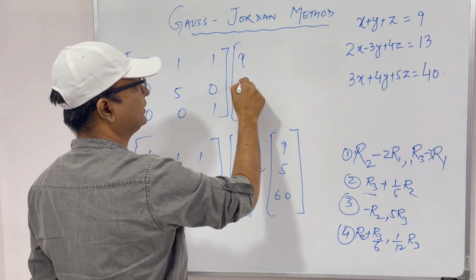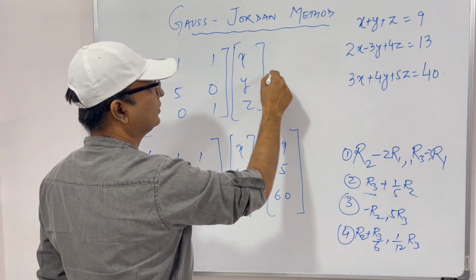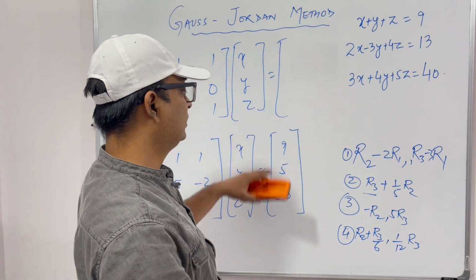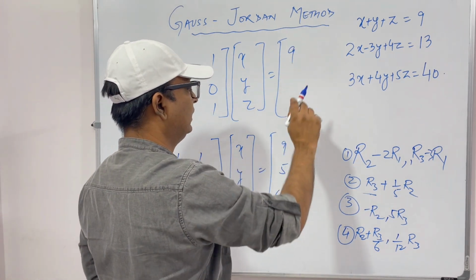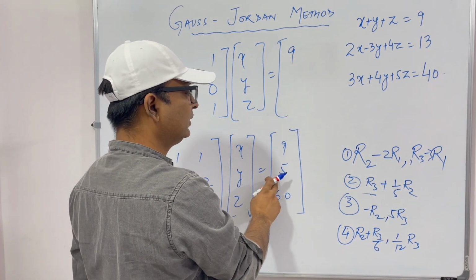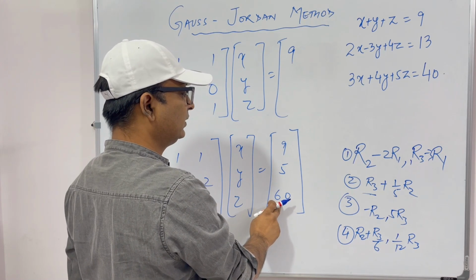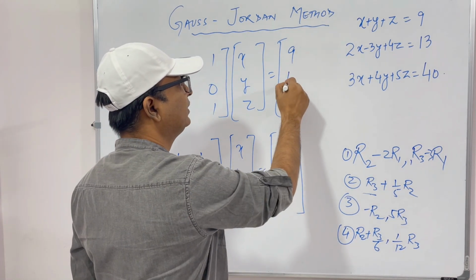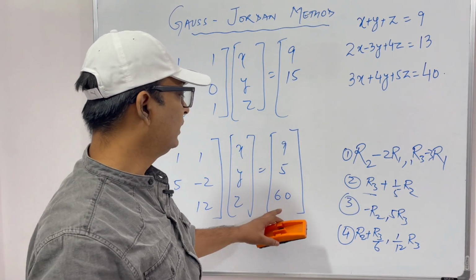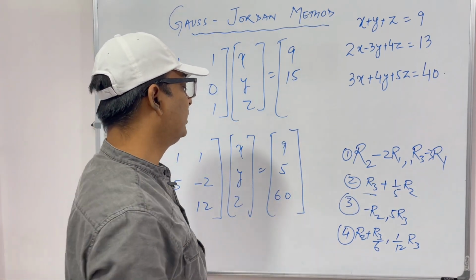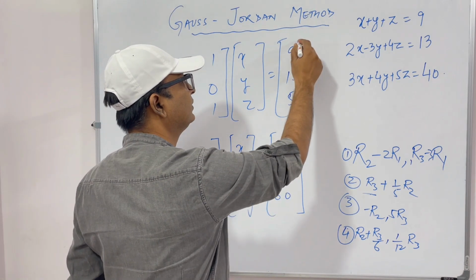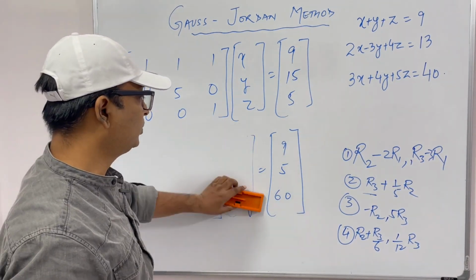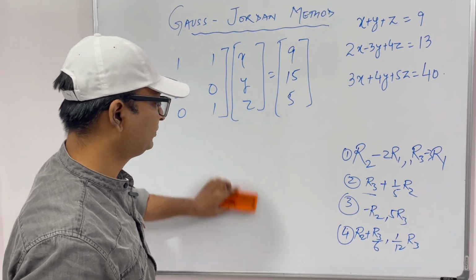This is X, Y, Z. So what is the RHS? R2, this is 9, R2 plus R3 by 6. So this by 6 is 10. So 5 plus 10, 15. Then R3 by 12, so 60 by 12, 5. This is our next matrix, the equation in matrix form.